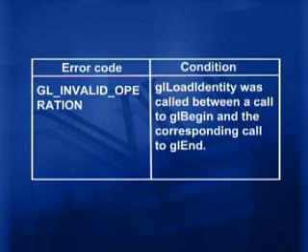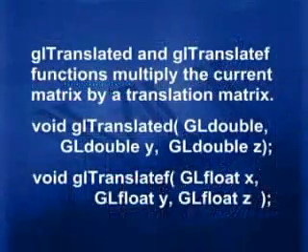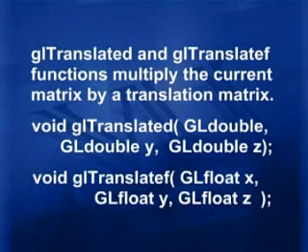So now we know that this is another function which should not be used in between GL begin and GL end. Otherwise, it is going to return an error. Next is a couple, GL translate D and GL translate F. The name suggests it is all about translation, the transformation that we talked about first when we started our discussion about transformations. GL translate D and GL translate F functions multiply the current matrix by a translation matrix.